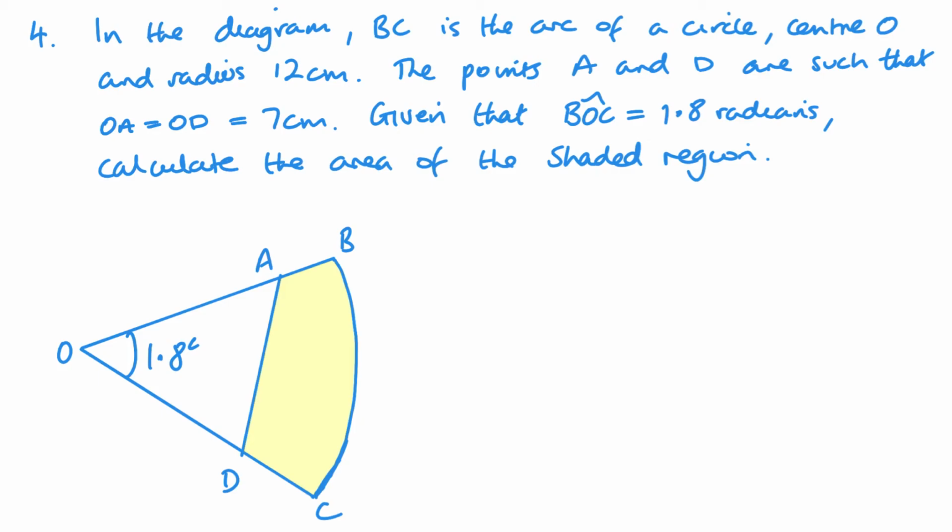So looking through the question on this one, we get a few additional pieces that we need to think about. Radius of 12 centimeters, and then we know that OA and OD is 7. So OA, this is 7, OD, this is 7. It has a radius of 12, so this AB must be 5 and DC must also be 5. Okay, because obviously 7 plus 5 is 12. We've got that angle 1.8, and then we need to find this shaded section.